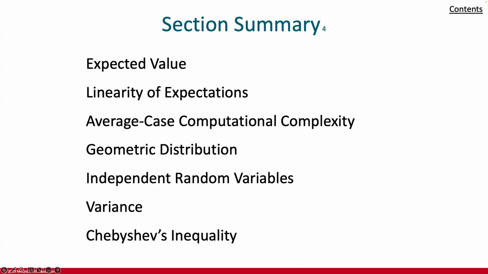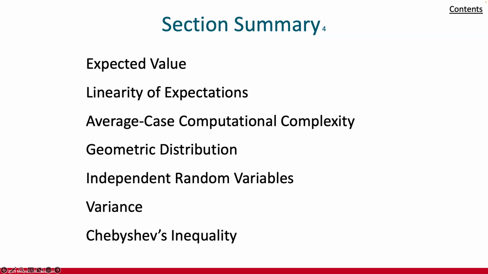So the expected value of a random variable is the sum, over all elements in the sample space, of the product of the probability of the element and the value of the random variable at this element. Consequently, the expected value is a weighted average of the values of the random variable. The expected value of a random variable provides a central point for the distribution of values of the random variable.